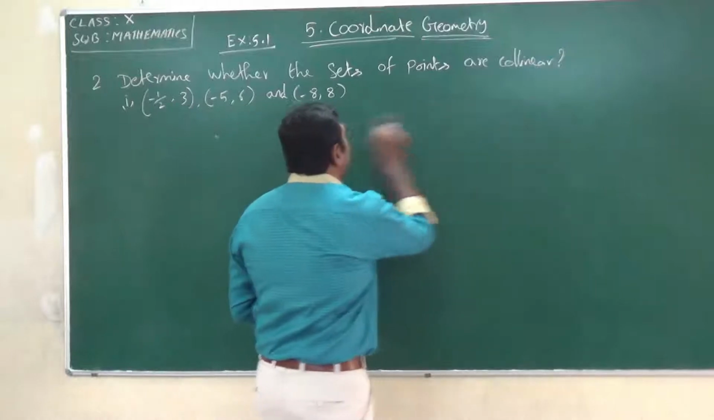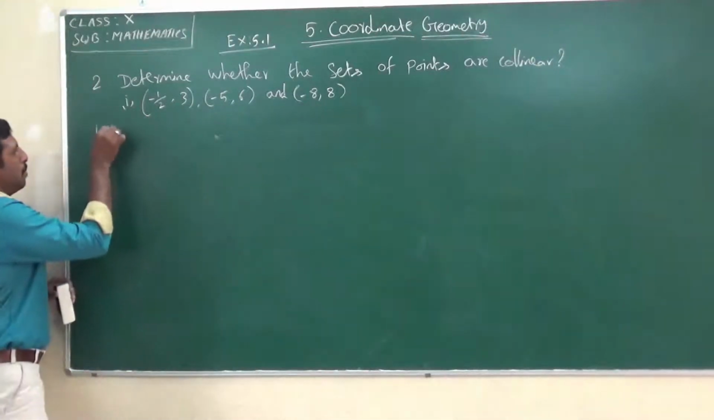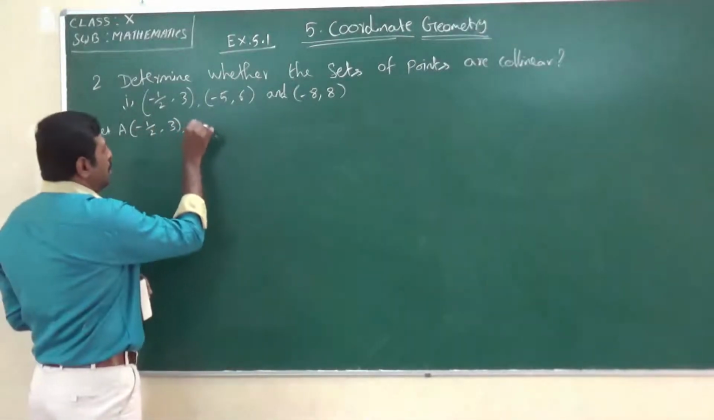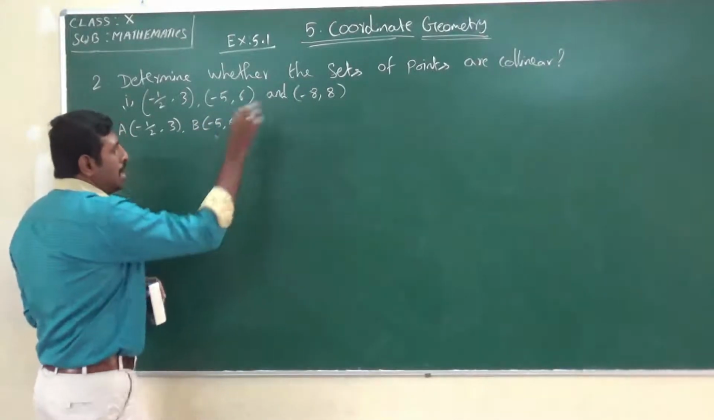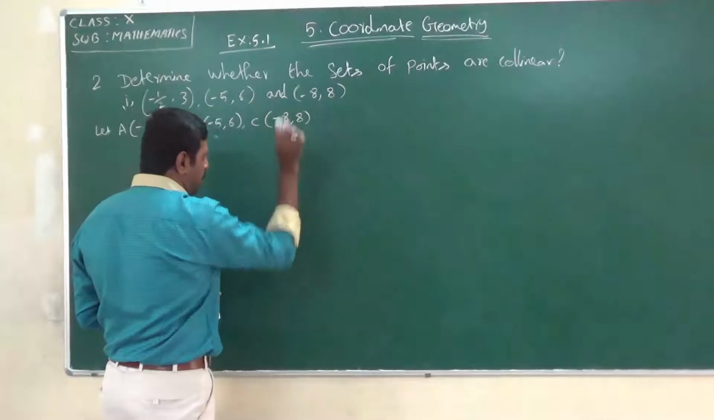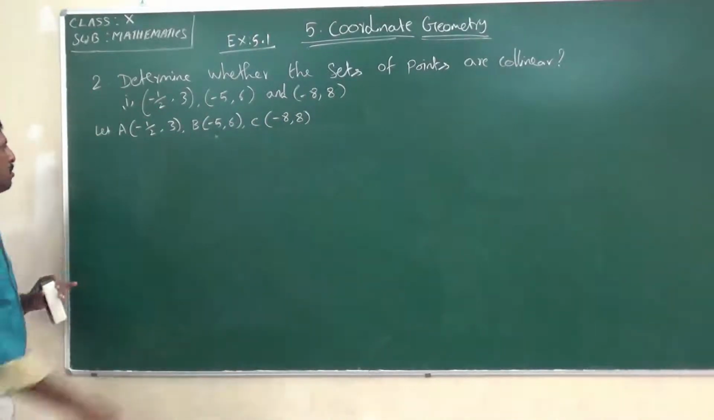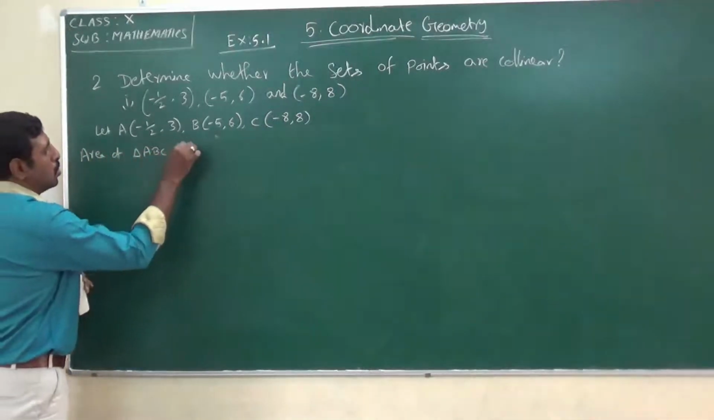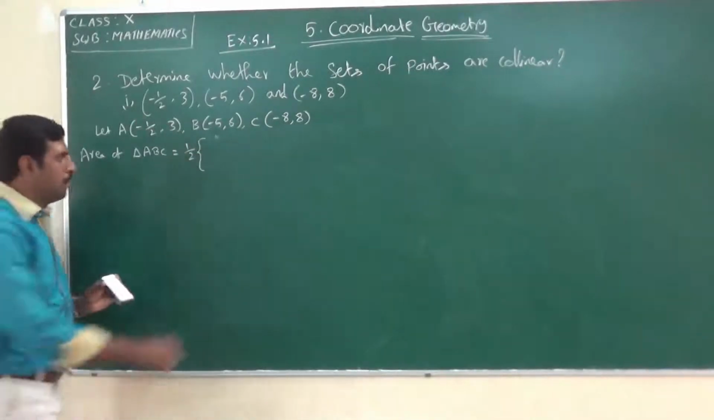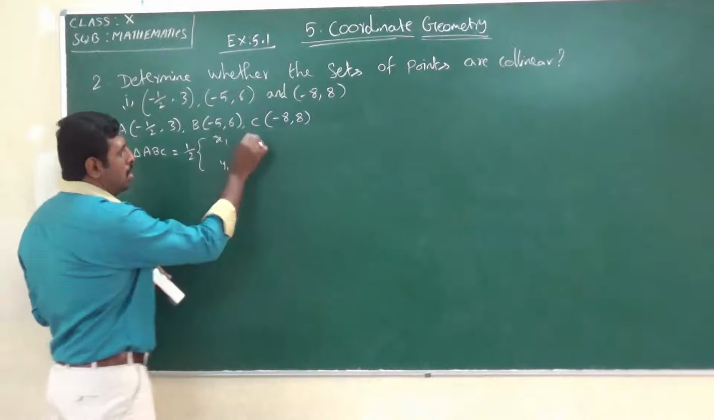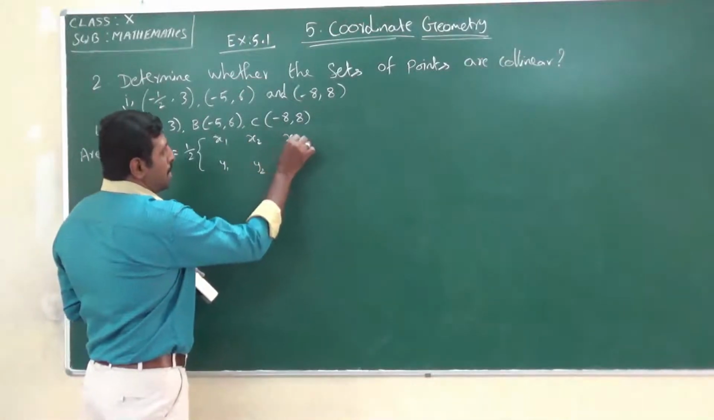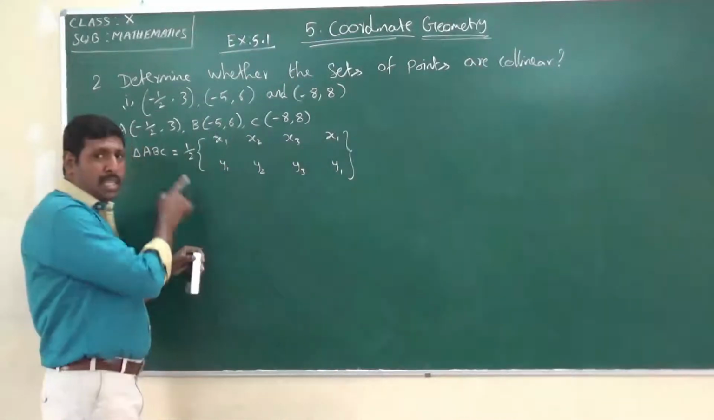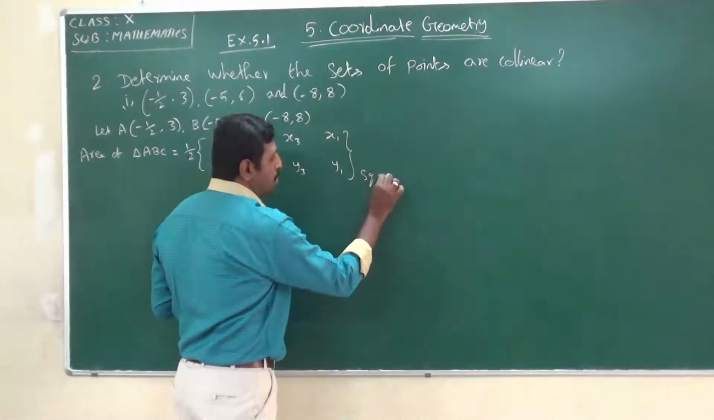Let's see the points. Let me take the first point A as -1/2, 3, the second point B as -5, 6, and the third point C as -8, 8. By the formula for the area of triangle ABC, it is equal to half into, we know the formula, that is x1 y1, x2 y2, x3 y3, then x1 y1. Here we are finding the area, right? So use square units.